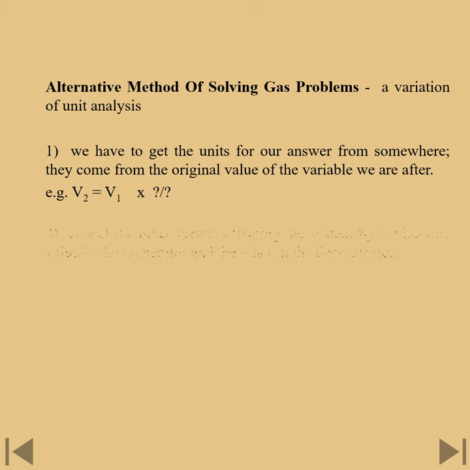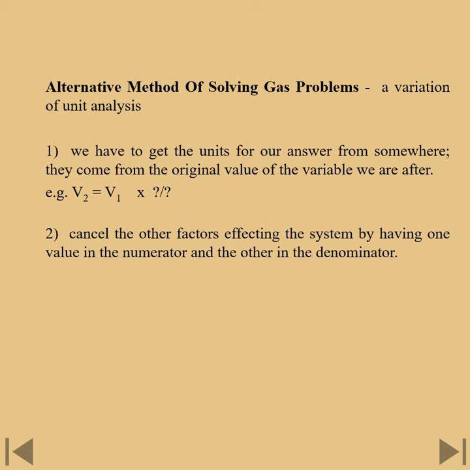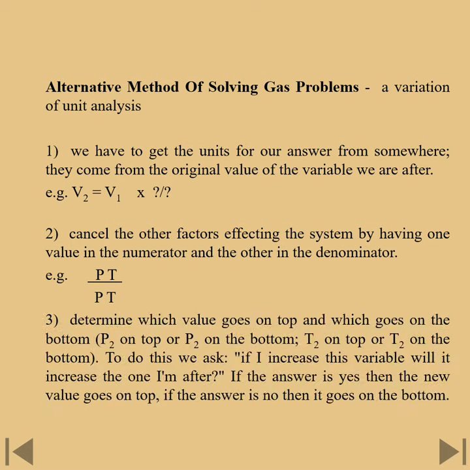Then step 2, well, the other factors affecting the system have to cancel. And so the other factors would be pressure and temperature, and so they cancel. I put a P over a P and a T over a T. This should be pretty much a no-brainer, doing step 1 and step 2. Step 3 is where we have to stop and think about this.